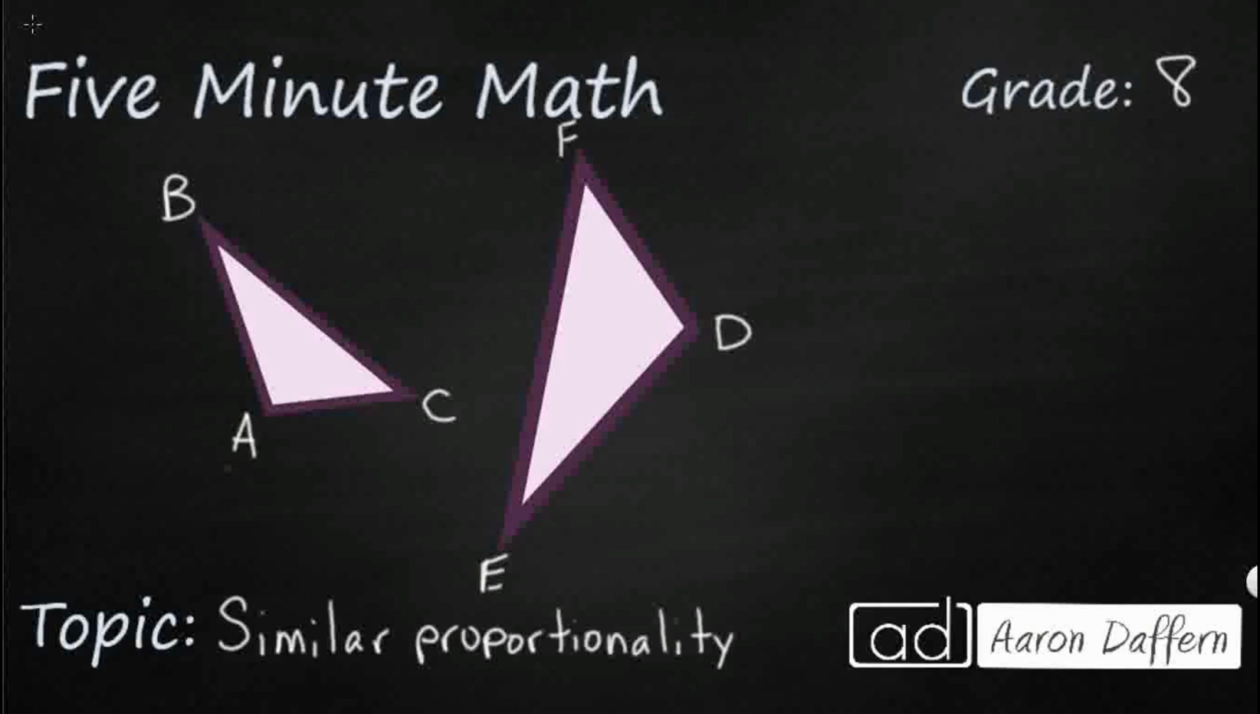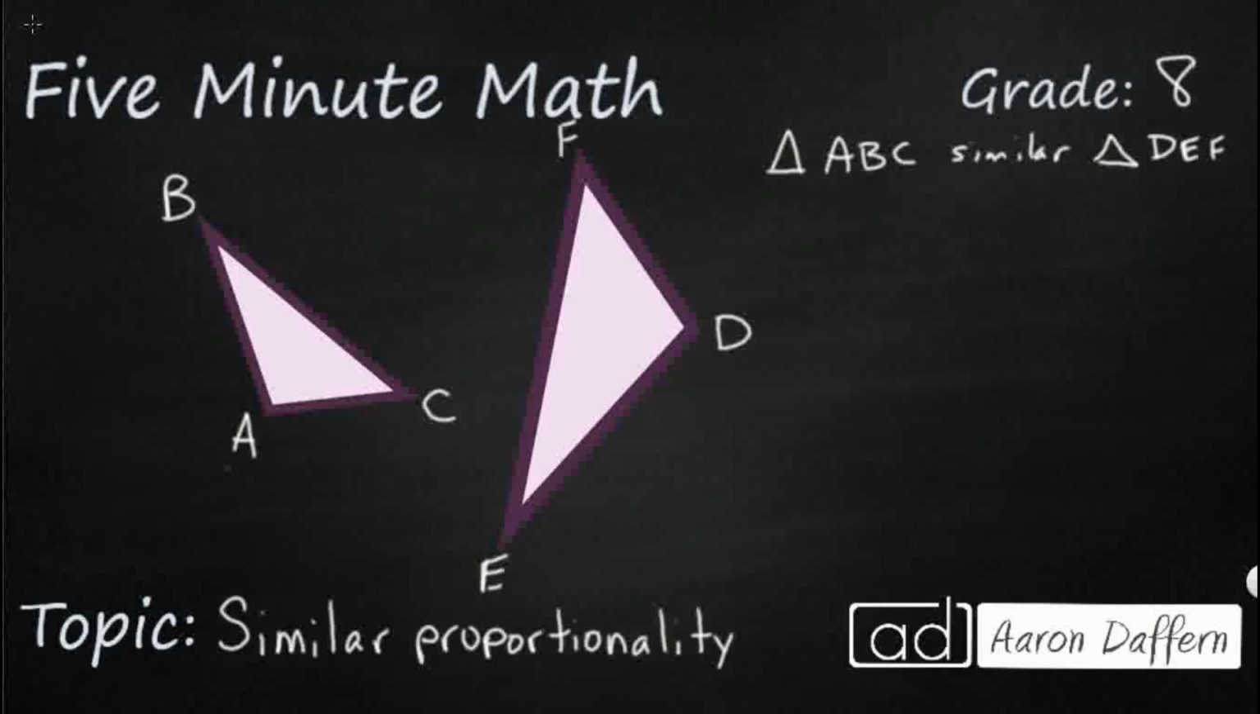So you might get a problem that looks something like this. You've got two different triangles, and it's going to say that triangle ABC is similar to triangle DEF. And if we know those things, then we know that the corresponding sides are going to be proportional.